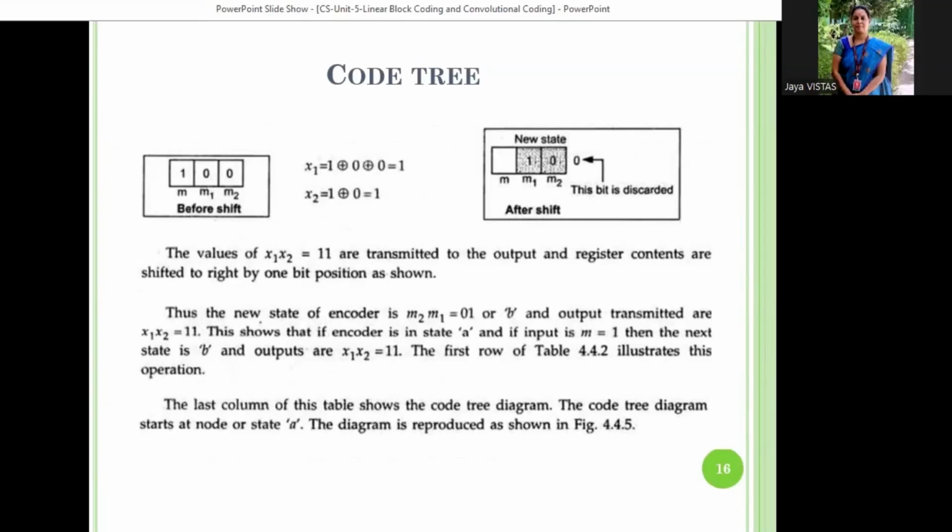Then the next bit is also 1. The new state of the encoder: initially x1, x2 are 1, 1, which is transmitted to the output register. It shifts to the right by 1 position as shown. Then the new state of the encoder, M2, M1, is 0, 1. That means M1, M2 is 1, 0, which is the B state, and the outputs transmitted, x1, x2, are 1, 1. Then the input bit is 1, the next state is B, and the outputs are 1, 1. So this is the first one.